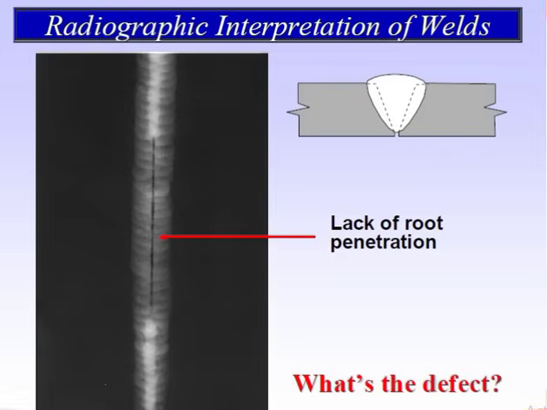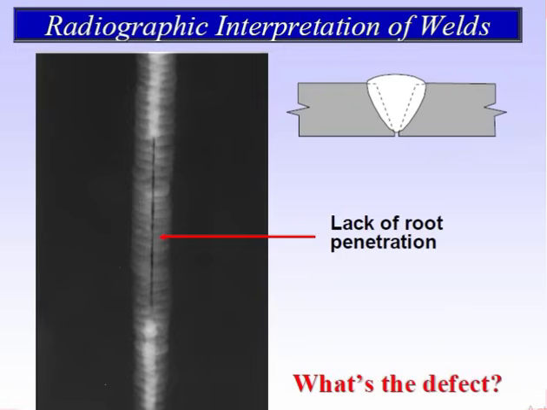So this is radiographic interpretation of welds. The first image you can see here is very important. You can see the joint, how it looks, and if a welder has done it like this, then definitely this is lack of root penetration. You can see here the root is not penetrated properly, not penetrated at all. This is the radiographic image, how it will appear.